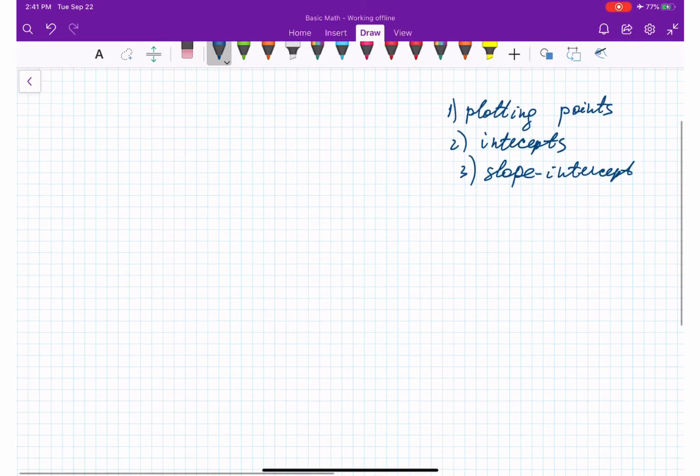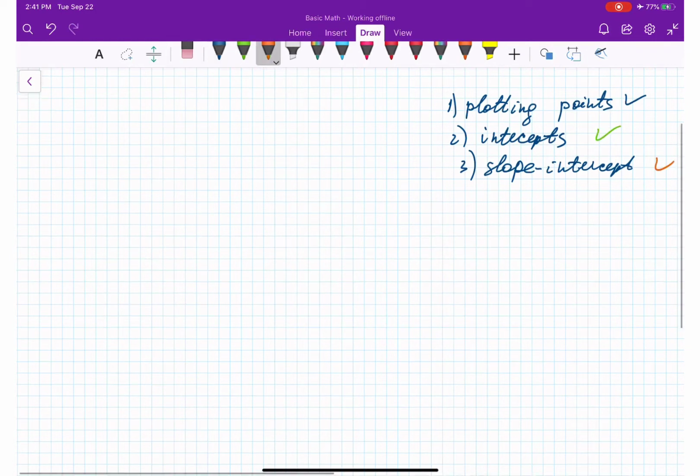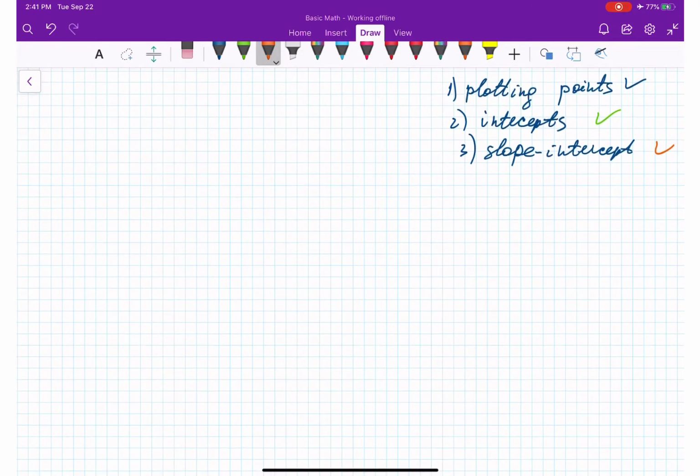Okay, in this video we are going to cover plotting points, and then next one I will cover intercept, and lastly I will cover slope intercept. So 3 videos for graphing. So let's start.